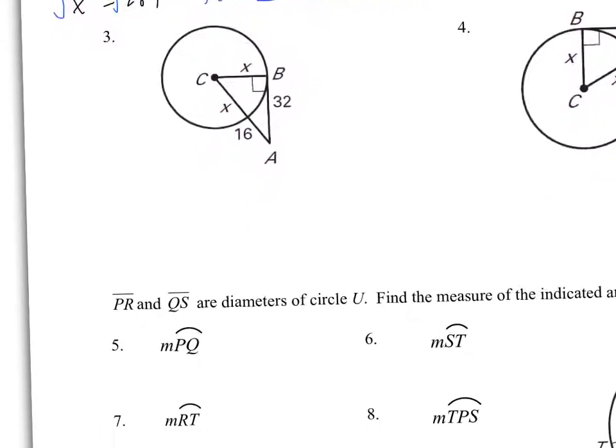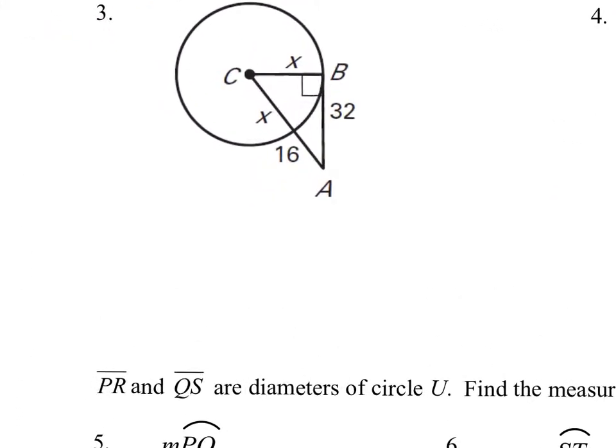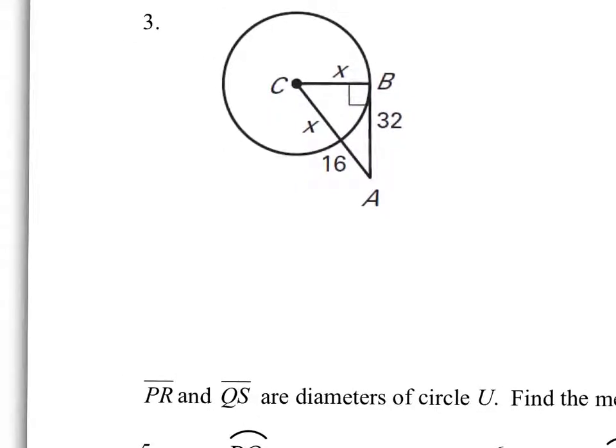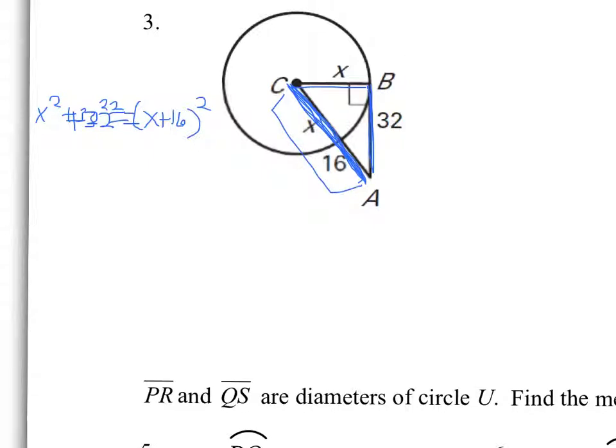Alright, now look at number 3. You might notice this looks a little different. Yeah, this one is going to be more complicated. We do have a right triangle still, so we're still going to set up the Pythagorean theorem. So one leg is x, so we can do x squared. And the other leg is 32, so we can do plus 32 squared equals. Now, the third side, the hypotenuse, is not just x and it's not just 16. It's both of those added together. So you have to write it like this, x plus 16 squared. And you have to use parentheses because you're not just squaring one of them, you're squaring both of them.